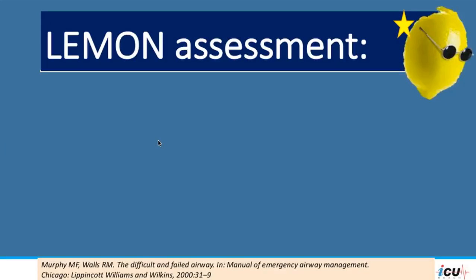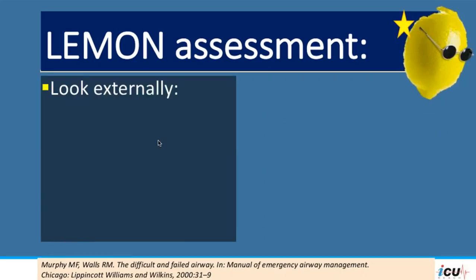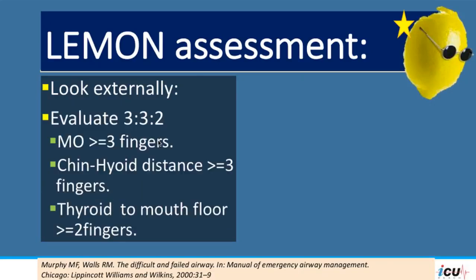Another way of predicting difficult airways is by the LEMON assessment. L stands for look externally for any deformities that might make you think this is going to be a difficult intubation, for example, prominent upper incisors, micrognathia. Evaluate 3-3-2, which is the first 3 stands for mouth opening more than or equal to 3 fingers, chin hyoid distance equal to or more than 3 fingers, thyroid to mouth floor more than 2 fingers.